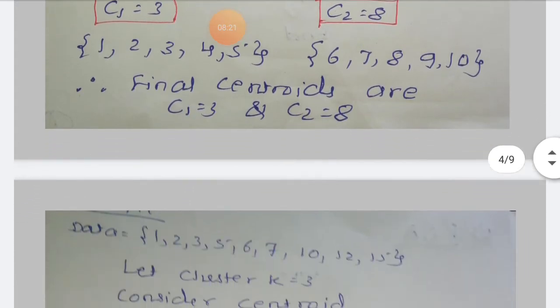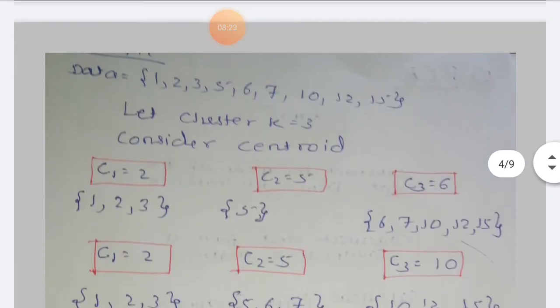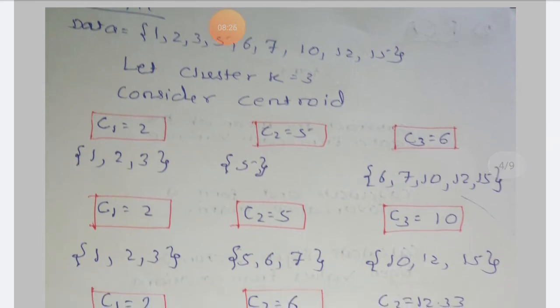Now let us consider another problem. In this problem I have taken different data. See the data points I have taken: 1, 2, 3, 5, 6, 7, 10, 12 and 15. In the previous example we considered the number of clusters as 2, but here in this example we will consider k equal to 3. I want to make 3 clusters from these data points.